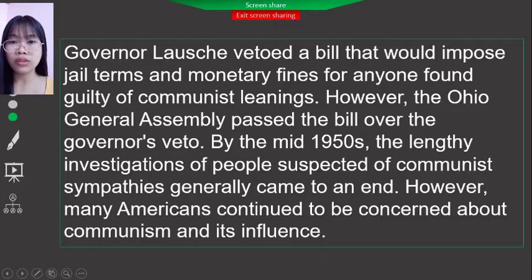Governor Lausche vetoed a bill that would impose jail terms and monetary fines for anyone found guilty of communist leanings. However, the Ohio General Assembly passed the bill over the governor's veto. By the mid-1950s, the lengthy investigations of people suspected of communist sympathies generally came to an end. However, many Americans continued to be concerned about communism and its influence.